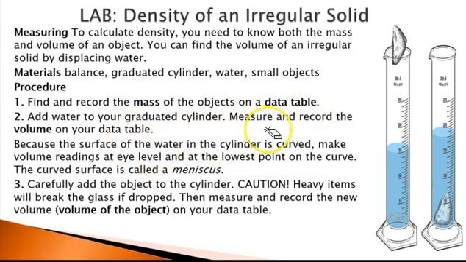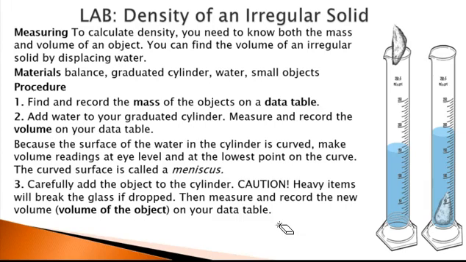Add water to your graduated cylinder. Be sure that you are reading the meniscus line. It curves in the cylinder, and so you want to look at the bottom, the lowest point on the meniscus. And you're going to put the object in there. Caution, heavy items will break the glass. So if you've got a heavy item, you could possibly use the plastic graduated cylinder over at your table. Use that for the heavy items so that you don't break the glass in the bottom of the graduated cylinder.